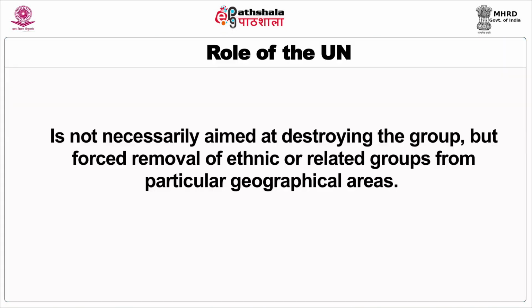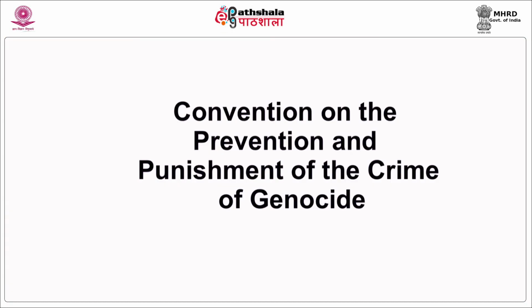Based on the universal definition created by the Genocide Convention, genocide now emerges as a precise category of crime, where the most important element is the intention to destroy, whereas ethnic cleansing, as it is defined in the Oxford Handbook, is not necessarily aimed at destroying the group, but at the forced removal of ethnic or related groups from a particular geographical area. Whereas this falls under other categories of international crime, what I'm trying to emphasize here is that the Convention on the Prevention and Punishment of the Crime of Genocide is restrictive.